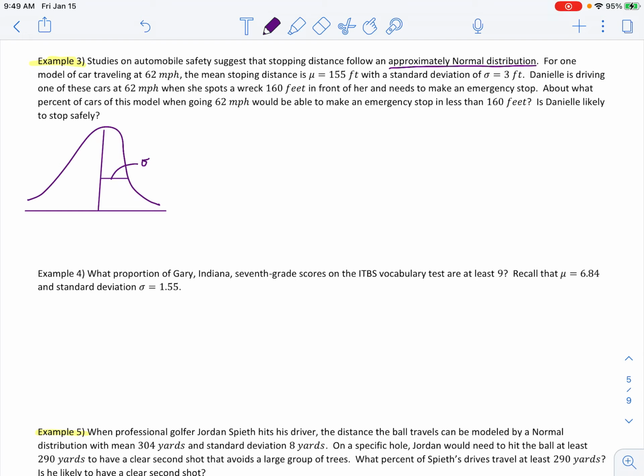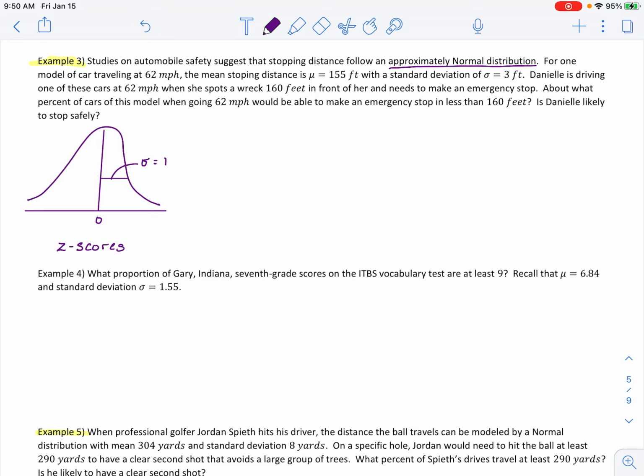So this one I'm going to go ahead and think of in terms of z-scores, which means my mean is a 0 and the standard deviation is a 1. This is my standard normal distribution. So it's been standardized into my z-scores. And it's talking about stopping in less than 160 feet. So step 1 I've completed with drawing my normal distribution.